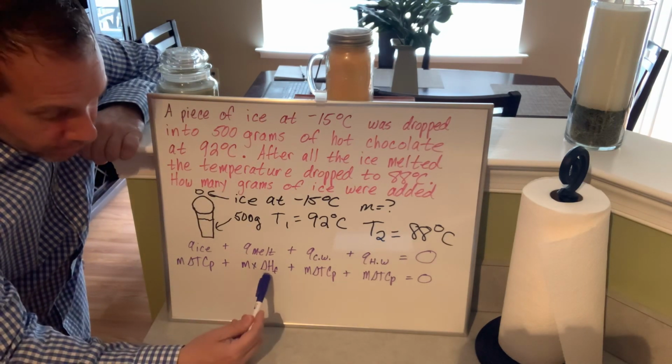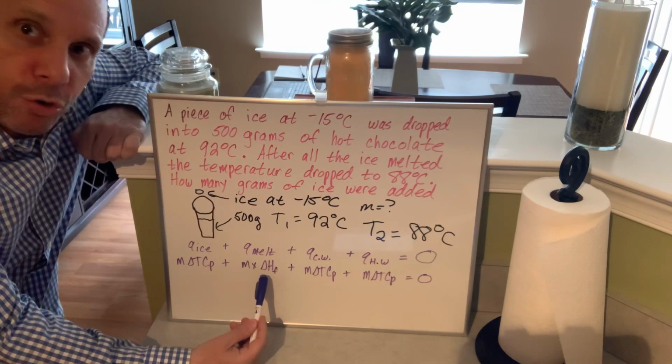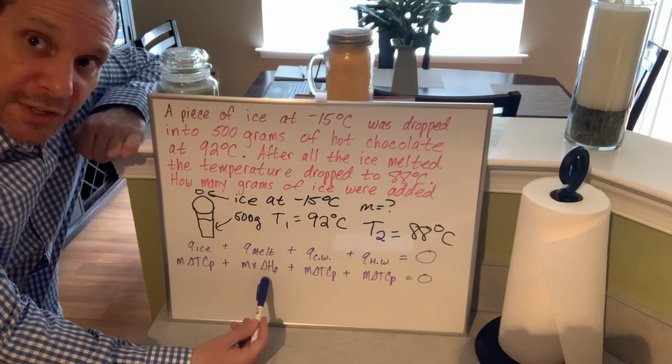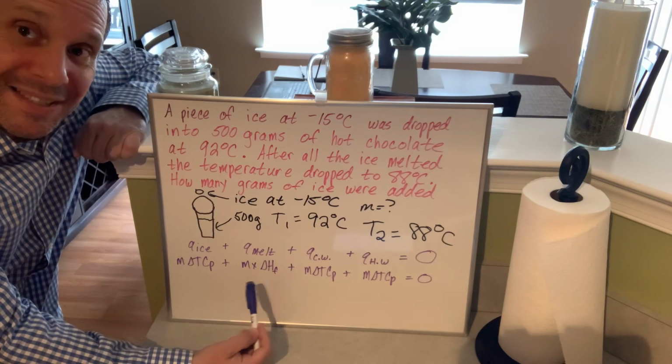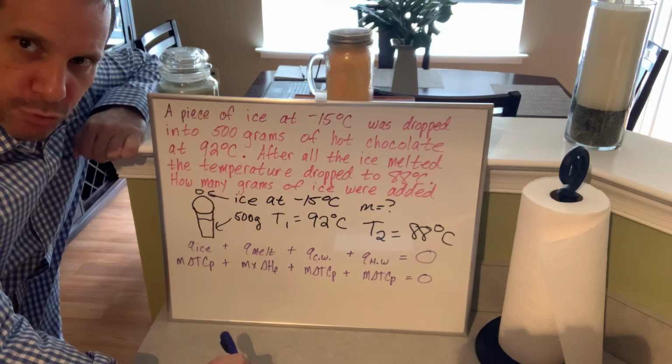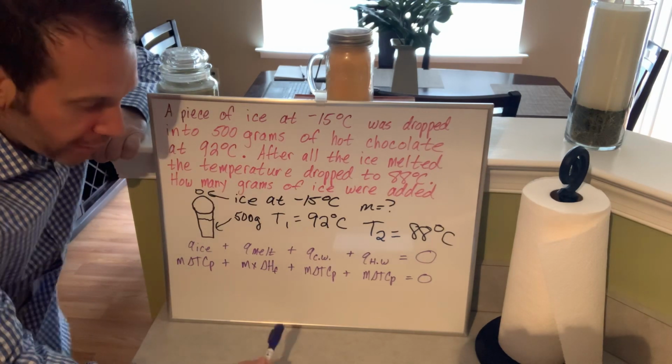All right, here we know the delta H of fusion for water or ice is always 333. If ice is melting, it's 333 joules per gram. If water is freezing, it's negative 333 joules per gram, meaning it needs to lose 333 joules for every gram.